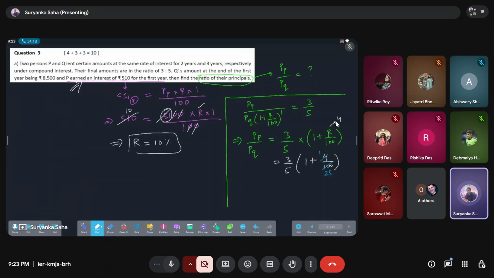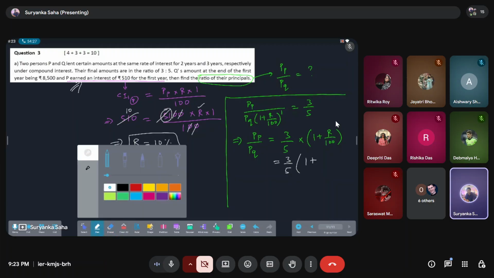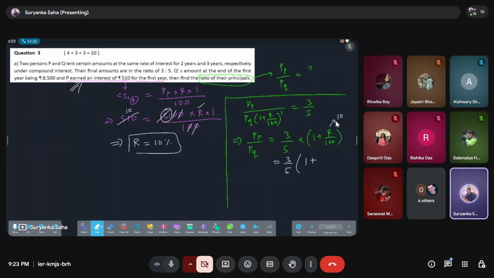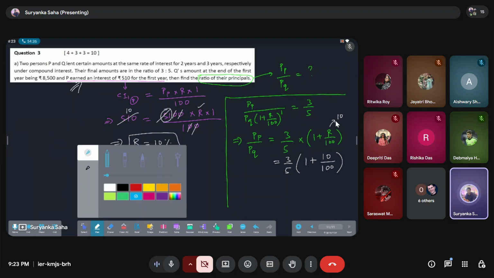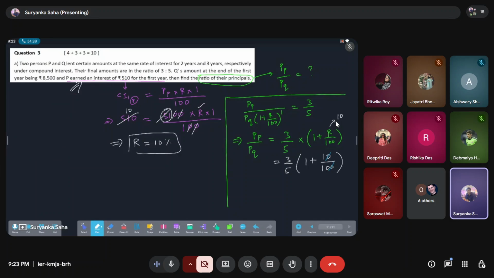No, R is 10%. Sorry. You should stop me. Okay, R is 10%, so it is 10 by 100. If you cut a zero, it will be 10 into 1 plus 1, so it will be 11 by 10. So 3/5 multiplied by 11 by 10 will be 33 by 50.